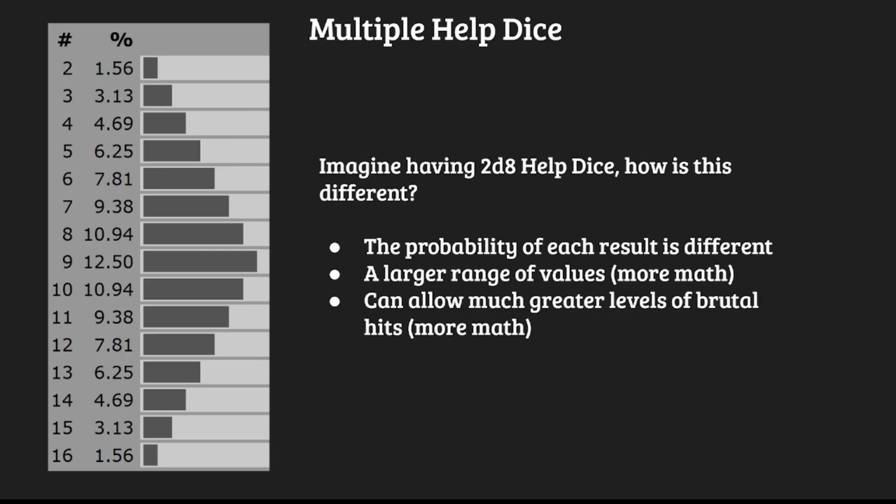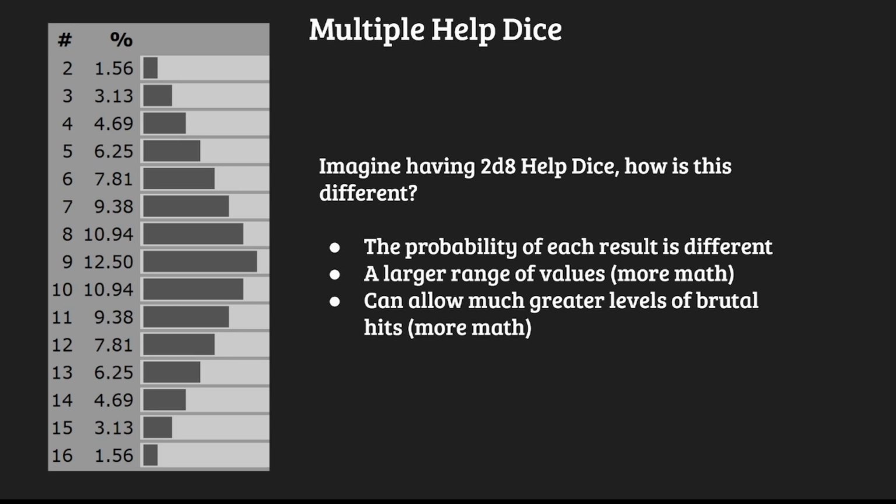Okay, so let's talk about a tricky situation, multiple help die. Now this makes things a little bit more complicated than just a regular D8. So if we have a 2D8 help die, how is this different than our regular 1D8? Well, obviously we have a larger possible bonus, right? But the probability of each result is different. When I'm rolling a 2D8, I don't have an equal chance of rolling everything, right? 2D8 can give me a minimum of 2 and a maximum of 16, but those aren't all equally likely.